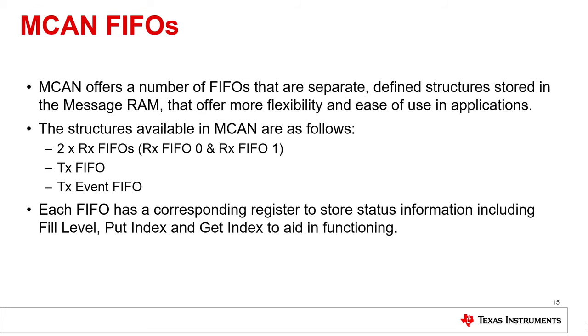The advantage of having it as a separate structure not only allows the module to check the order in which the frames are transmitted, but also allows the TX buffers to be populated with the next frame earlier, thus improving efficiency. Each FIFO has a corresponding register to store status information, including fill level, put index, and get index. These fields are automatically generated by the module and play a crucial role in the functioning of the FIFO.